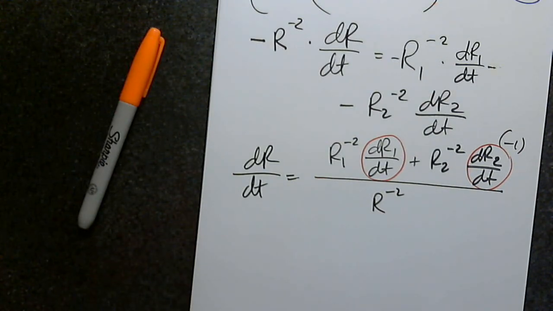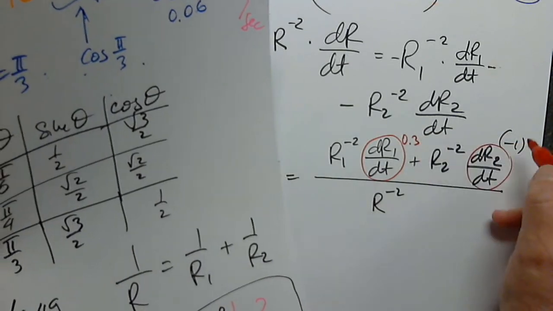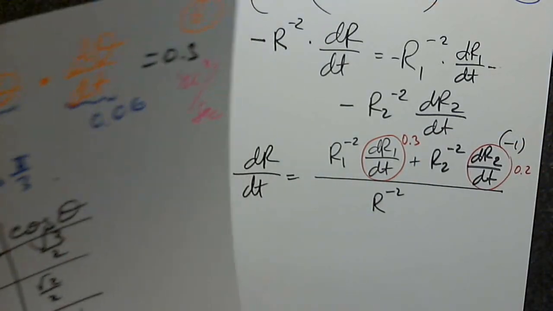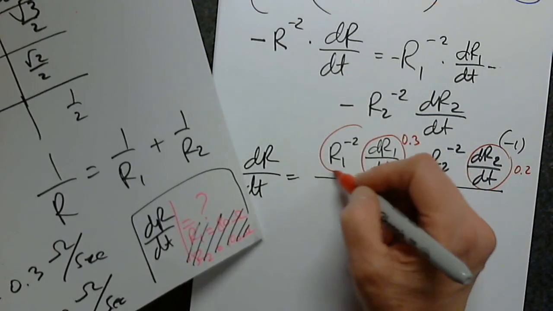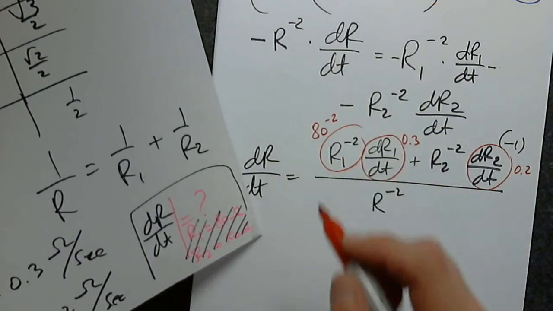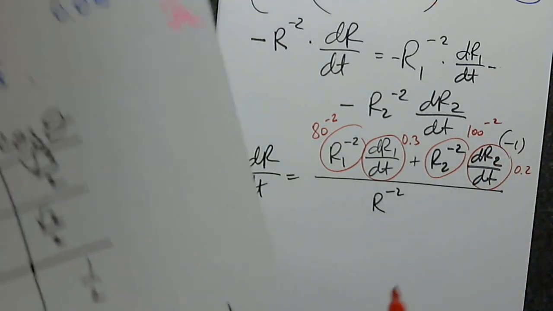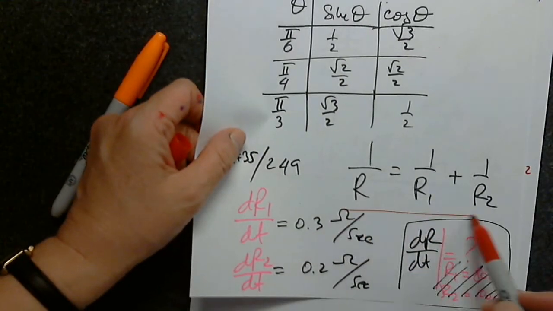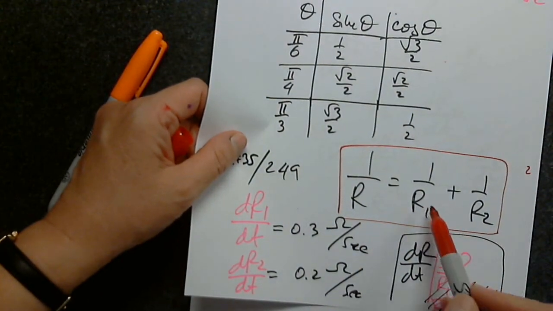So what was dr1? I think it is 0.3. Yes, so this is 0.3 and this is 0.2. This I know is 80 to -2, careful. And this is 100 to -2. But now I have to come back here. I have no choice and solve this for r with 80 and 100.